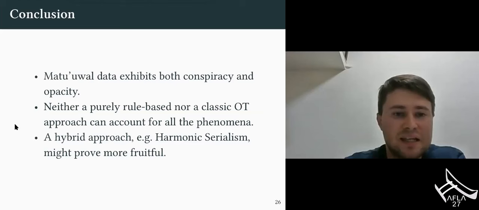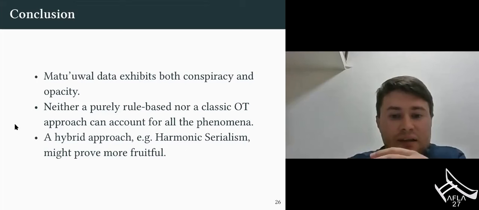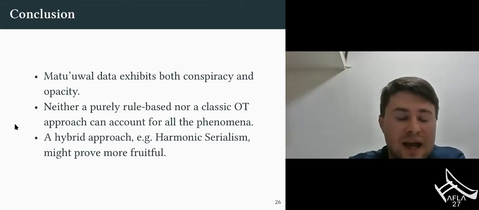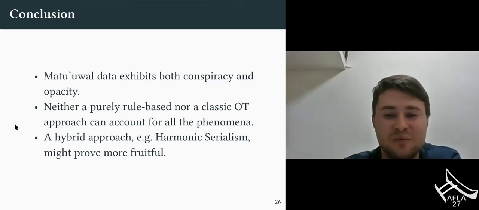So basically, this data is really complex. There are many different kinds of alternations and interactions between the different alternations. We have both conspiracy and opacity happening in the same data set. And this means that neither a purely rule-based nor a classic OT approach is useful here. So something like harmonic serialism would perhaps work better, and I'm working on that. Unfortunately, I need to get more acquainted with harmonic serialism before I can present that. Thank you.